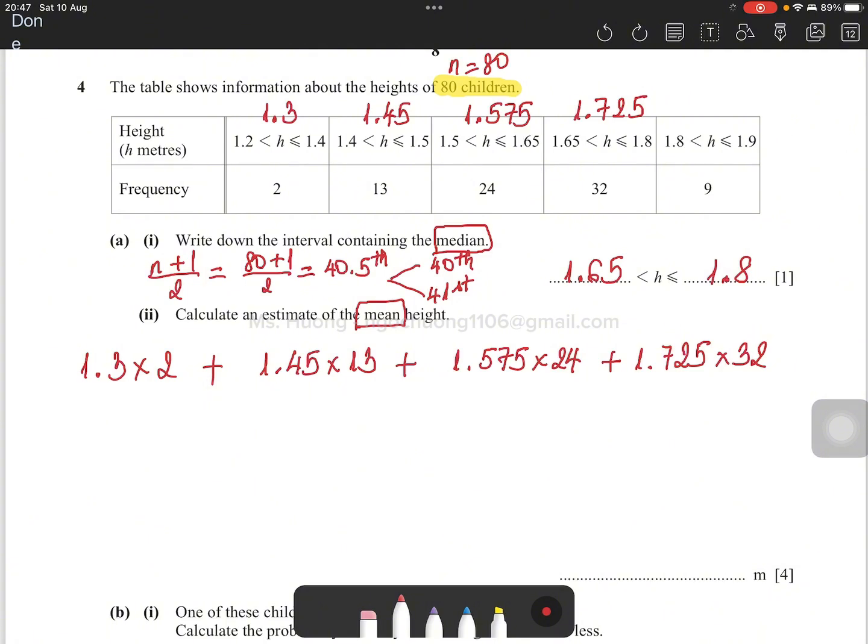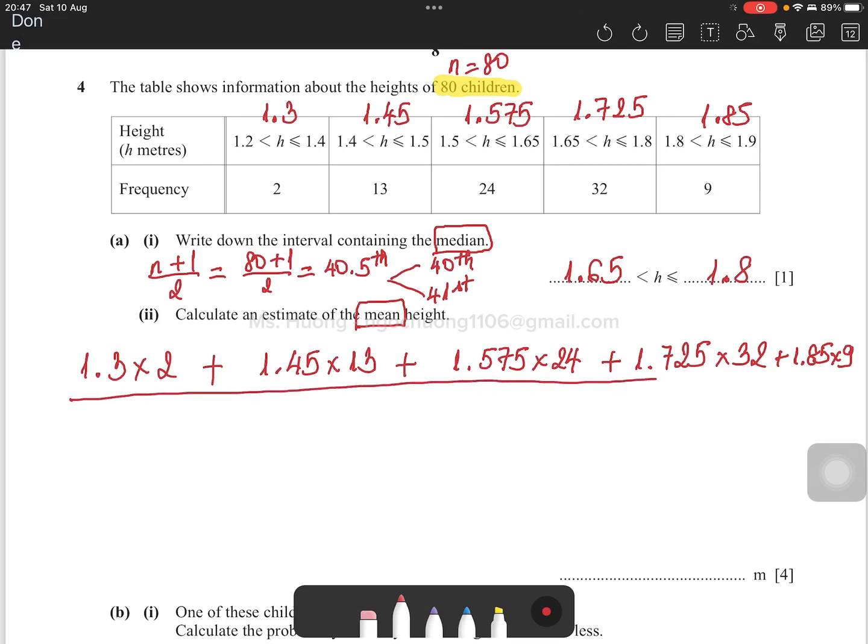And finally, the middle value of 1.8 and 1.9 is just 1.85. So I will add 1.85 multiplied by the frequency 9. Finally, we divide this total by n. In this case, n is 80, so we divide it by 80. And the answer is 1.63875 meters. This is an estimate of the mean height.